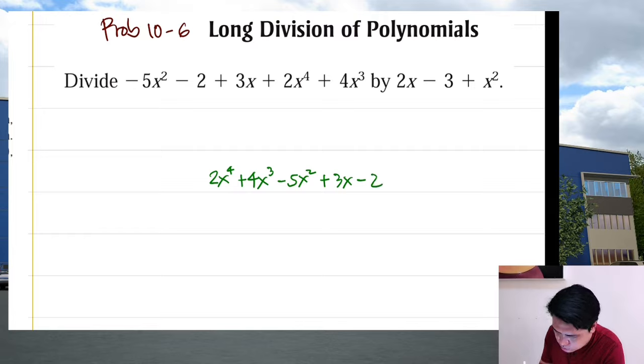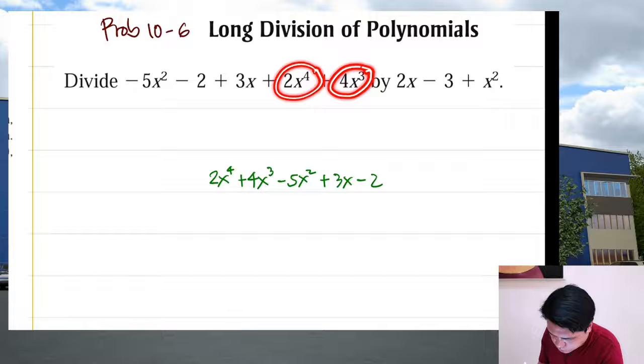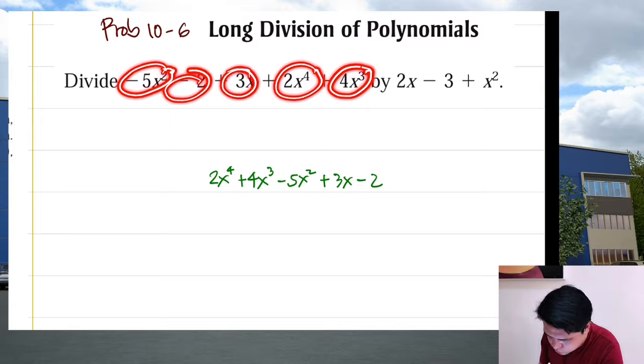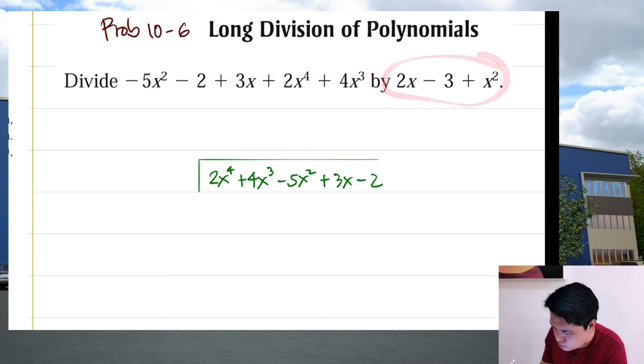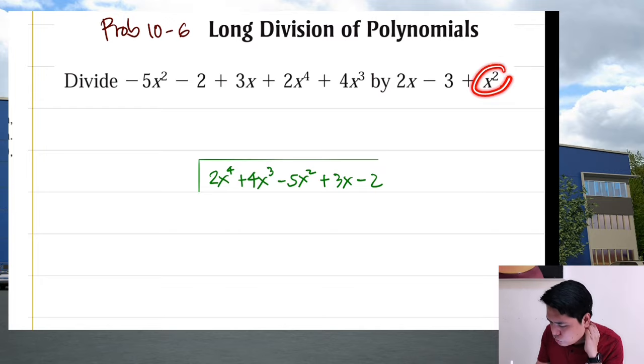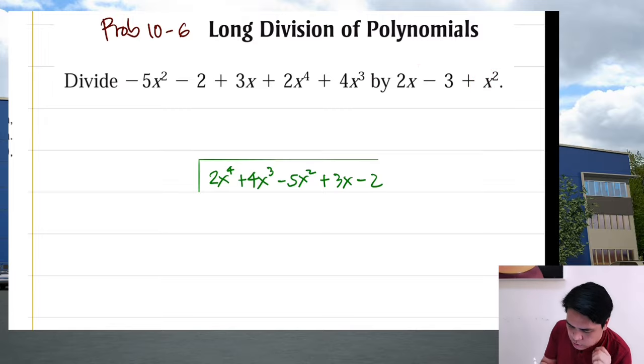Let me check that. 2x raised to 4, 4x cubed, negative 5x squared, 3x, and negative 2. Then the problem is asking us to divide that by this polynomial. So again, let's arrange it: x squared plus 2x minus 3.